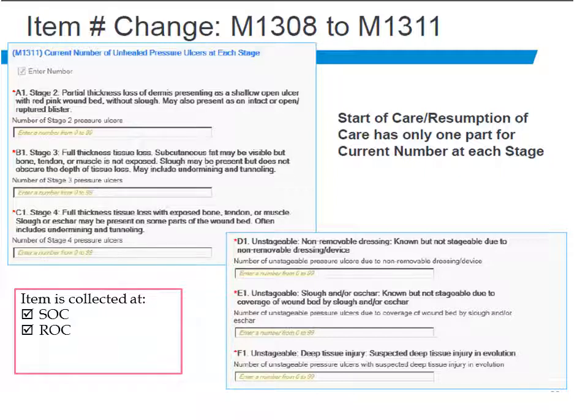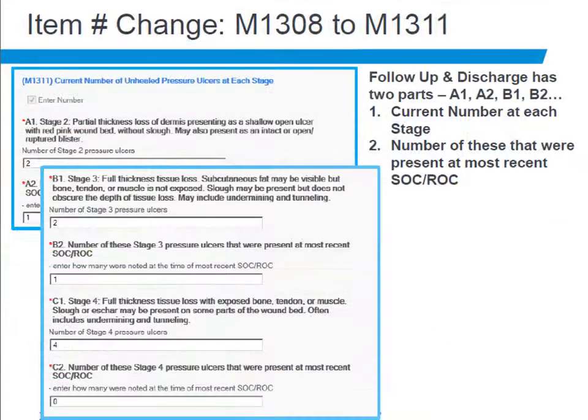And this is done at start of care, resumption of care, recert and other follow-up, and discharge. Then at follow-up and discharge, the same question, M1311, current number of unhealed pressure ulcers at each stage. But at these time points, you answer how many stage 3s are currently there, and then how many of those stage 3s were noted at the time of the most recent start of care or resumption of care. So at follow-up and discharge, you'll be answering each stage with two answers.